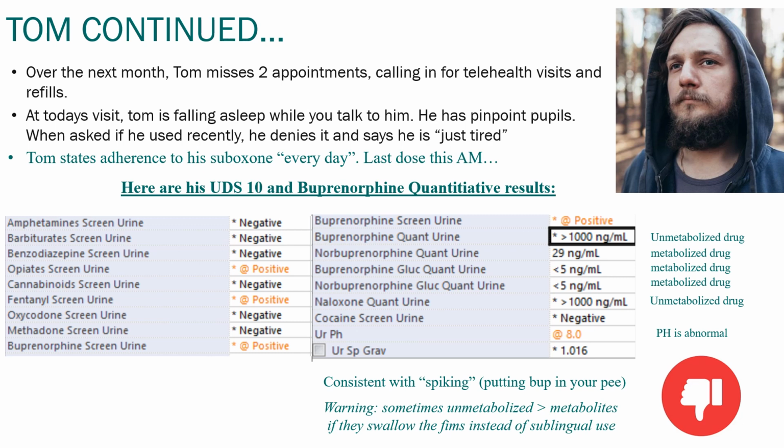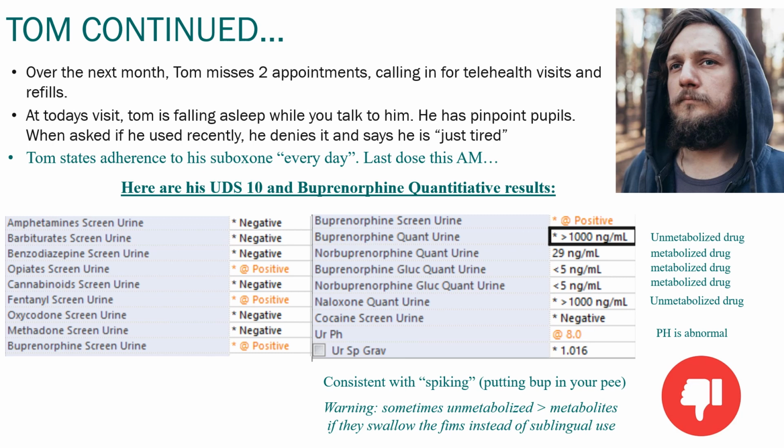Spiking is when a patient is really trying to be savvy or trying to game the system. They know that we're checking for buprenorphine in their urine. So what they can do is take a little bit of that buprenorphine and put it in their urine sample. That way it shows positive for bup, but maybe they're actually not really taking it at regular amounts.